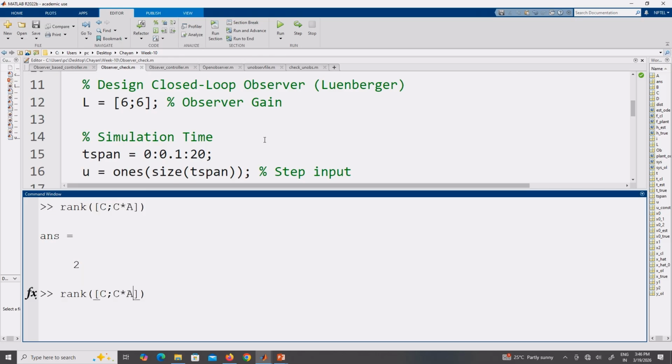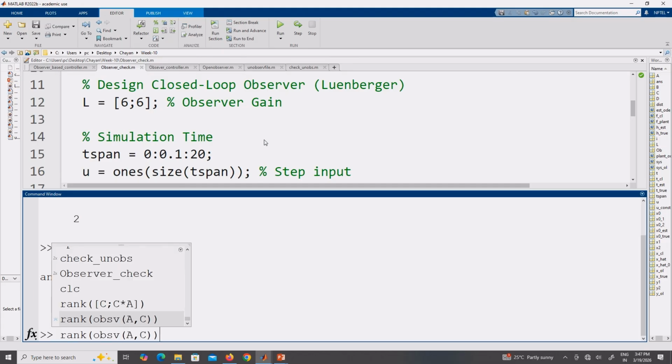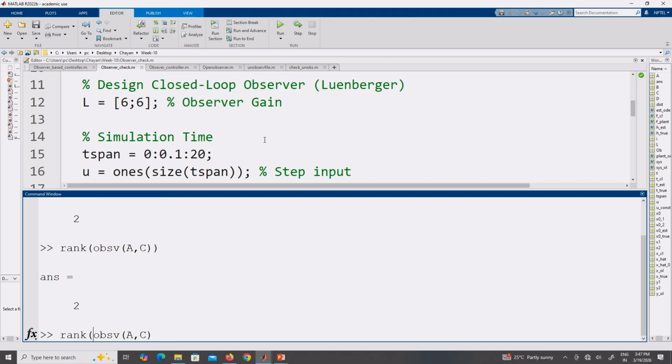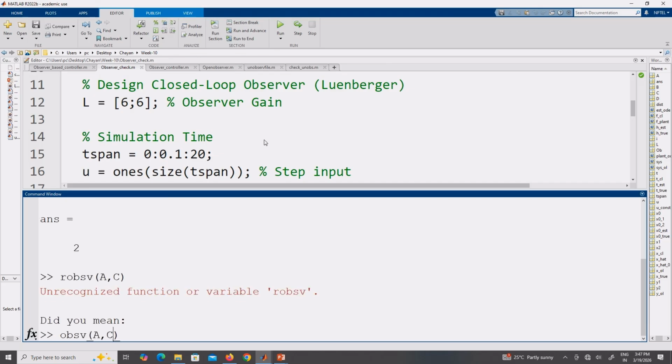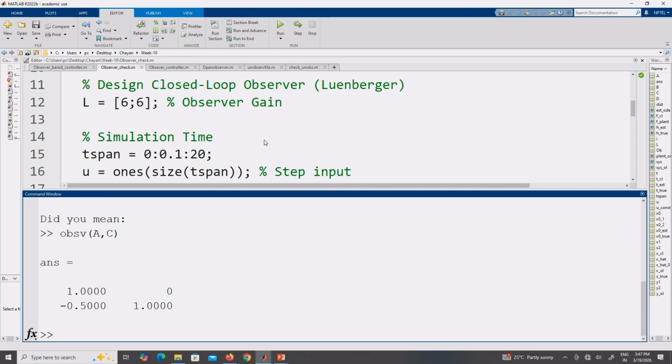There is another way of finding out the rank. This is an observability matrix. So, obsv will give you the observability matrix. This is an inbuilt function in MATLAB. obsv(A,C) will also give you the observability matrix. You can look at that. So this is the observability matrix.